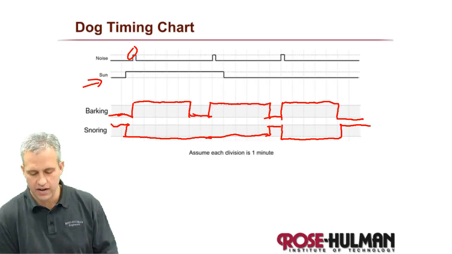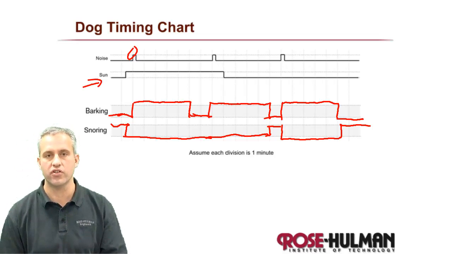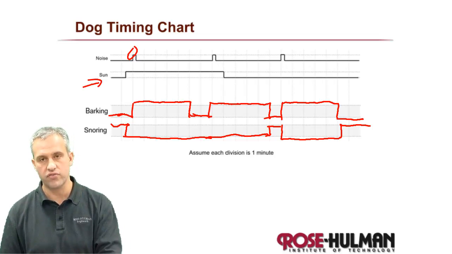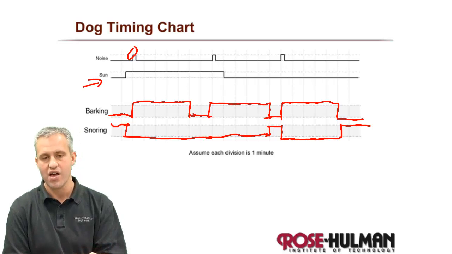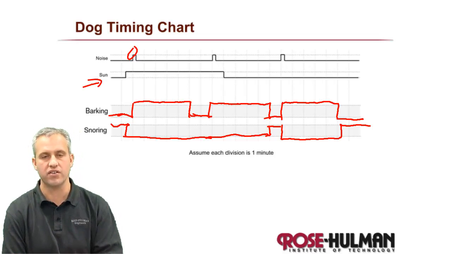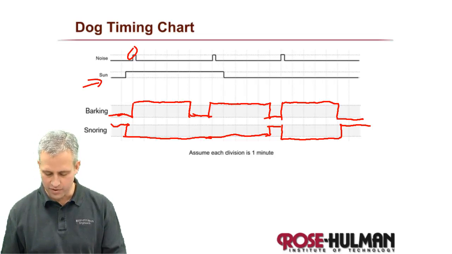So that's what your finite state machine should look like, your timing chart of your finite state machine. I just wanted to do this first. To be honest, it's harder to do a timing chart without a finite state machine, but I wanted to test you on the creation of the finite state machine, so we did the timing chart first. All right, so there's the timing chart.